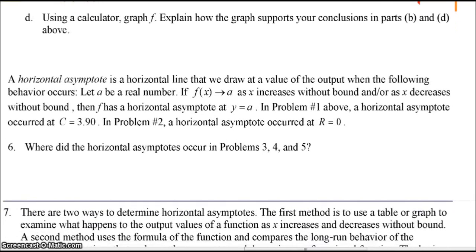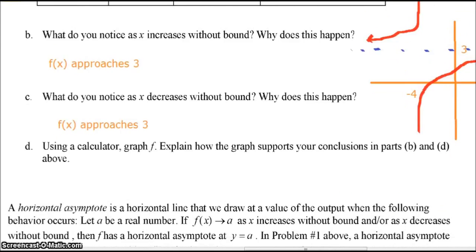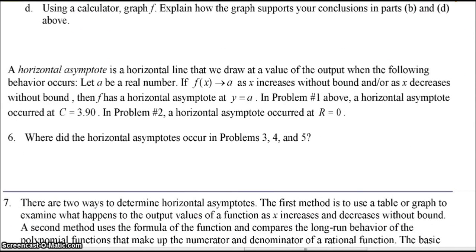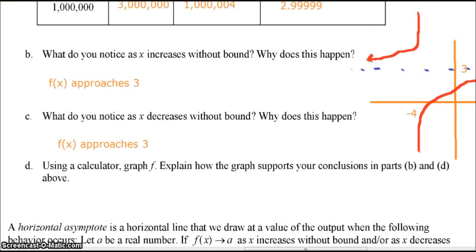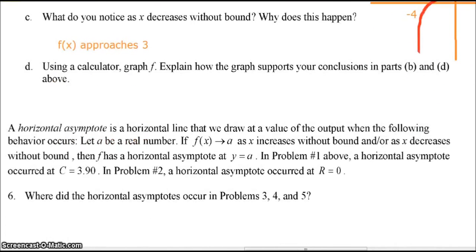A horizontal asymptote is a horizontal line that we draw at a value of the output when the following behavior occurs. Let a be a real number. If f of x approaches a as x increases without bound, and/or as x decreases without bound, then f has a horizontal asymptote at y equals a. Here we had one at y equals 3.